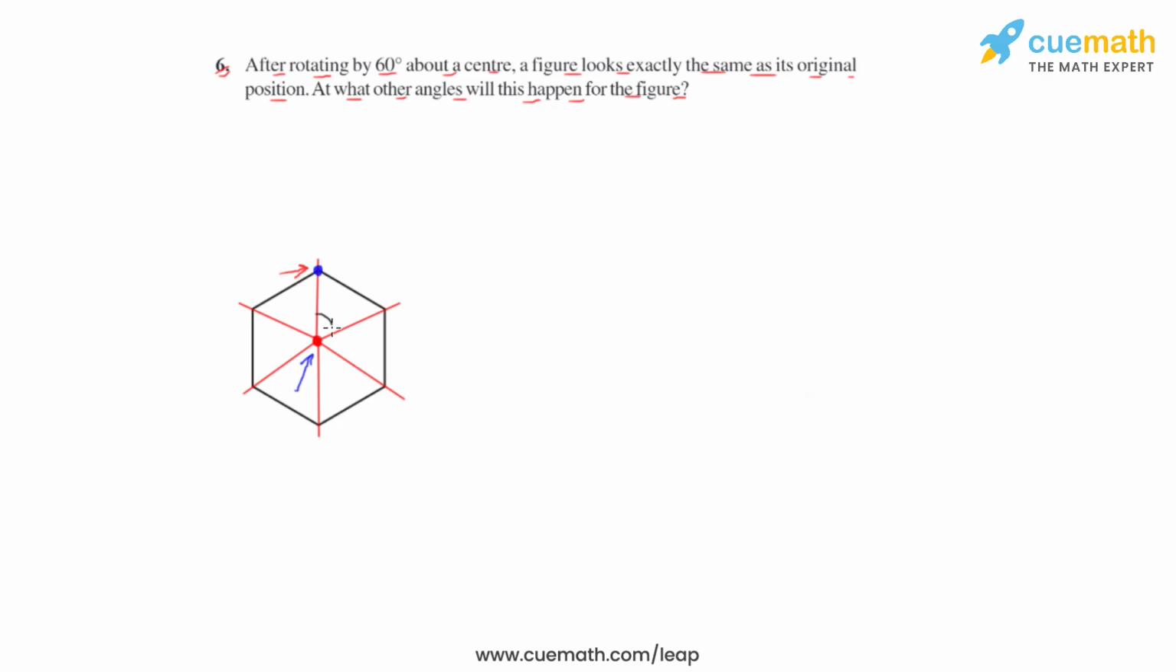So we all know that the angle between these two lines will be 60 degrees, and if this figure is rotated by 60 degrees in the clockwise direction, we'll get to this figure which looks exactly the same as the initial figure, and this is the new position of the blue dot which shows a 60 degrees rotation from the initial figure. But yes, we get the exact figure.